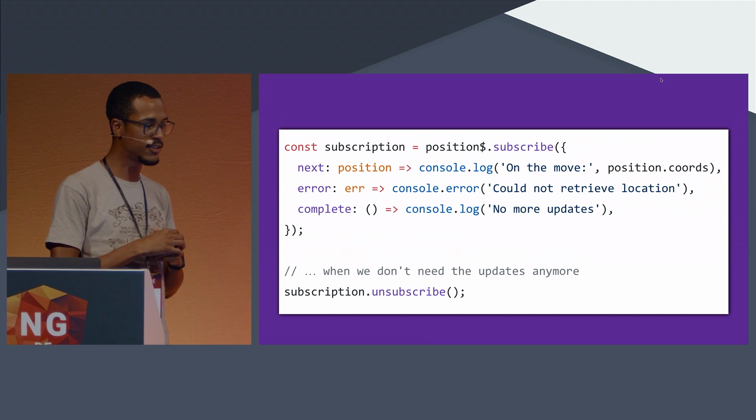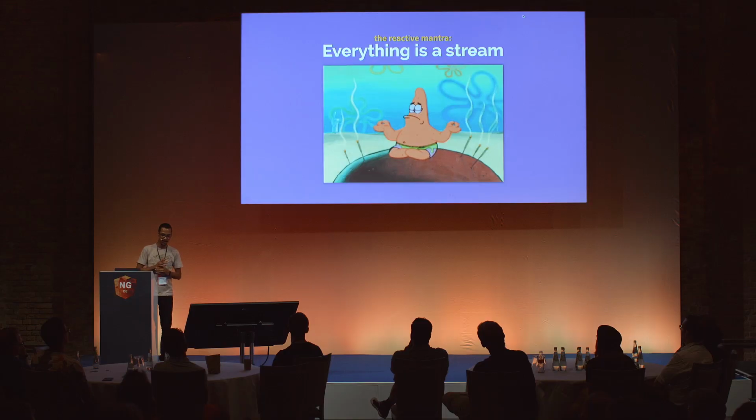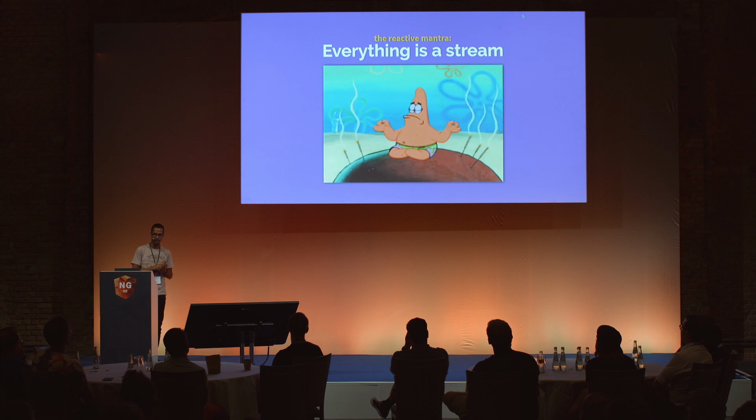So with this simple API in mind, we get to the reactive mantra: everything can be a stream. This means that we can use observables wherever we want. And being able to represent anything as streams makes it possible to work reactively on any code domain.